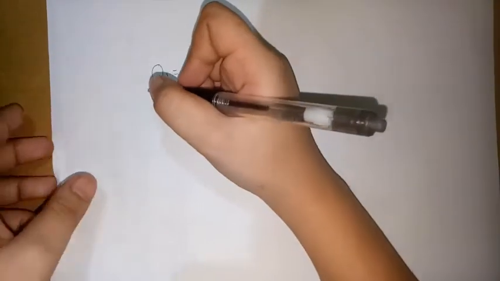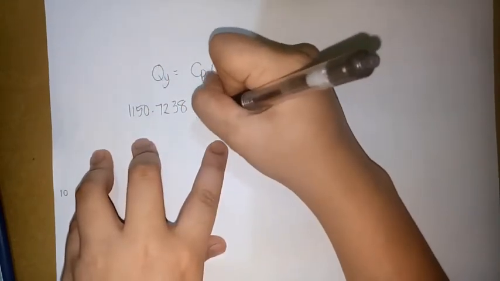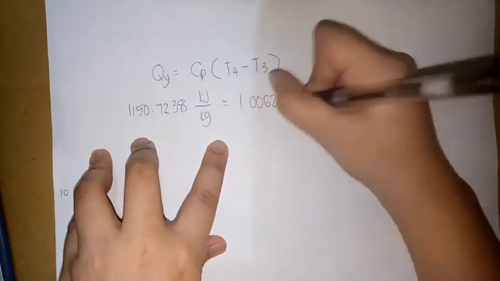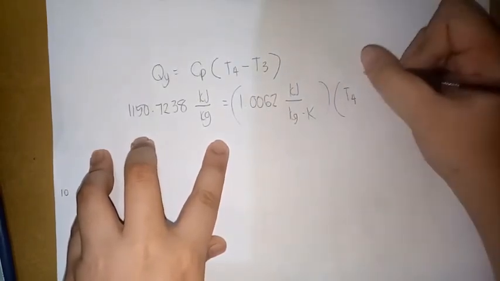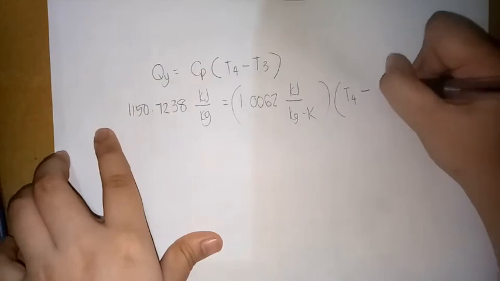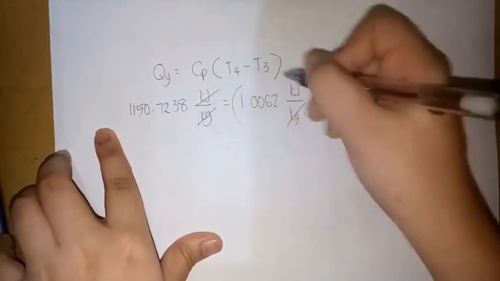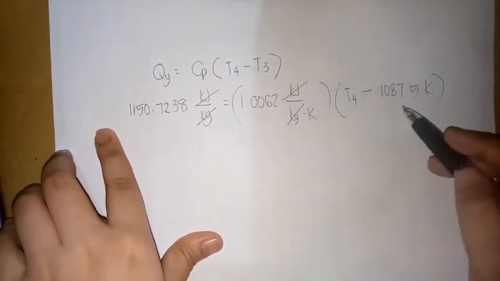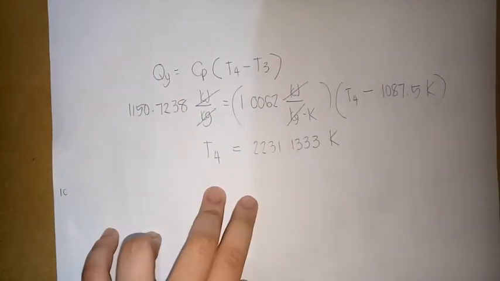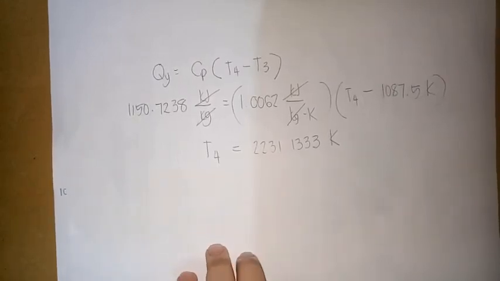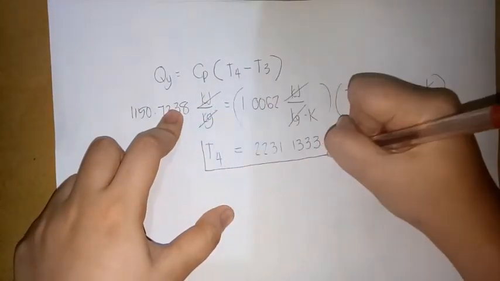Okay. So, QY, again, is 1,150.7238 kilojoules per kilogram. CP is 1.0062 kilojoules per kilogram Kelvin. T4, yun yung maximum cycle temperature, yung unknown, minus T3, 1,087.5 Kelvin. So, cancel ang kilograms, kilograms, kilojoules, kilojoules. Ang ating unit ng T4 is Kelvin. Okay? So, si T4, therefore, is equivalent to 2,231.1333 Kelvin. So, this is our final answer.